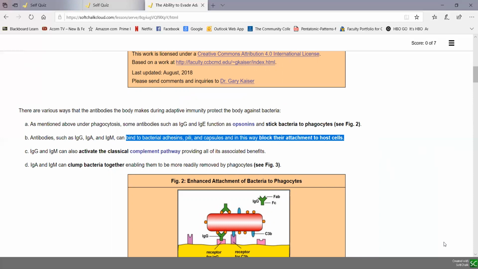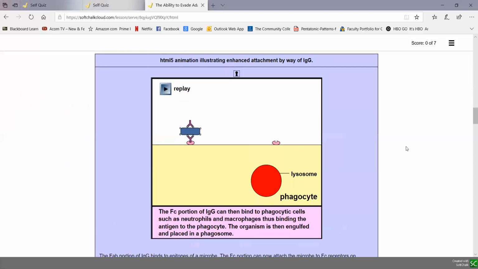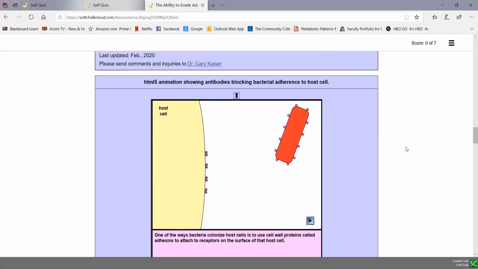Remember, one of the things all microbes have to do if they're going to colonize the body is attach to cells, and they do this typically with adhesins and/or pili and capsules. And so this animation shows how that works. So remember, many bacteria use cell wall adhesins to bind to receptors on host cells.